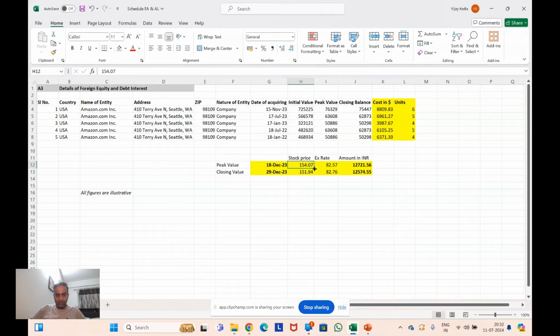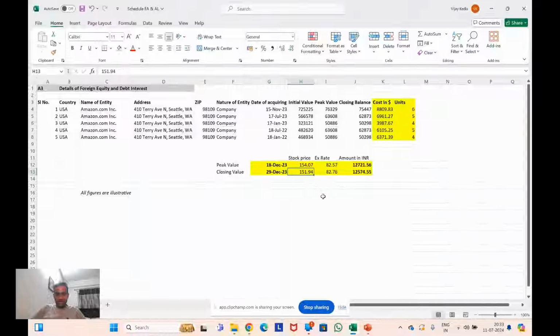And the closing value, you need to take the last working day of the last calendar year, which is 29 December 23. And the stock price on this date was 151.94, and the exchange rate was this, and this is the amount in INR, right?